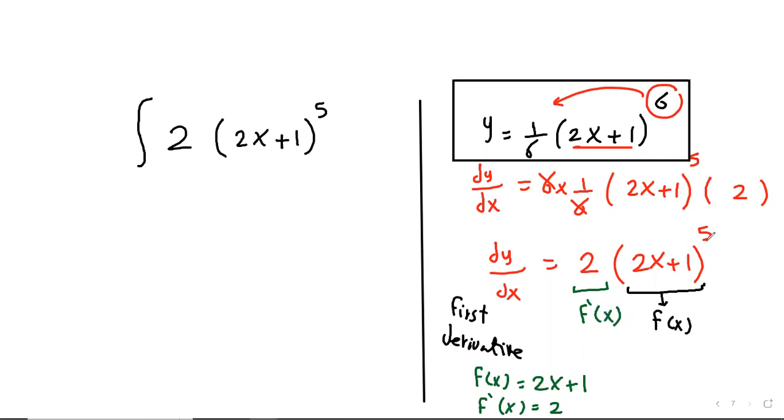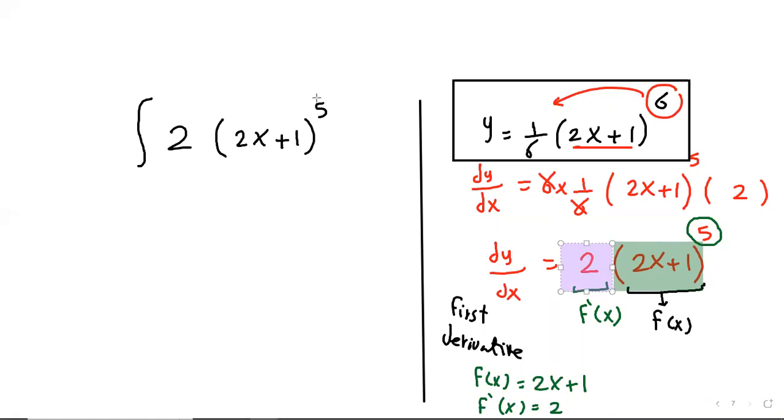And ignore this power. I don't care about the power here. I'm caring about the function. Here it's the original function 2x plus 1. We deal with it as the original function. And here is the derivative of this function, 2.